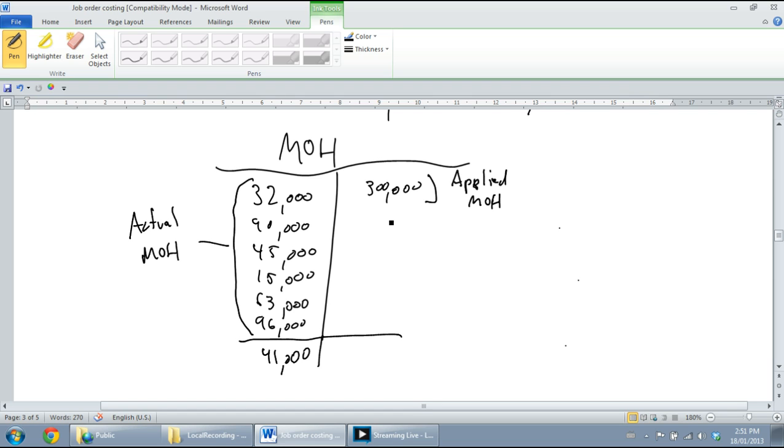So in accounting questions, you'll know all the information. In real life, you won't. So we have to make this estimate. We have to apply overhead.